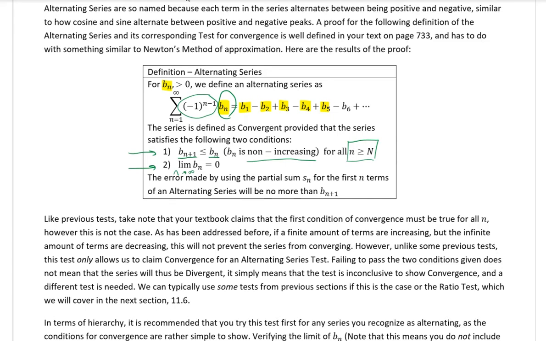As long as you can show that it's decreasing for the infinite case and the limit is approaching 0 for the infinite case, then you're okay. We don't need it to be true for the finite case. If the first 100 terms are increasing, but then the infinite terms after that are decreasing, then you're fine. A finite amount of terms is not going to change whether the series is convergent or divergent. So it doesn't need to be true for all terms. We'll actually see a couple examples of this.